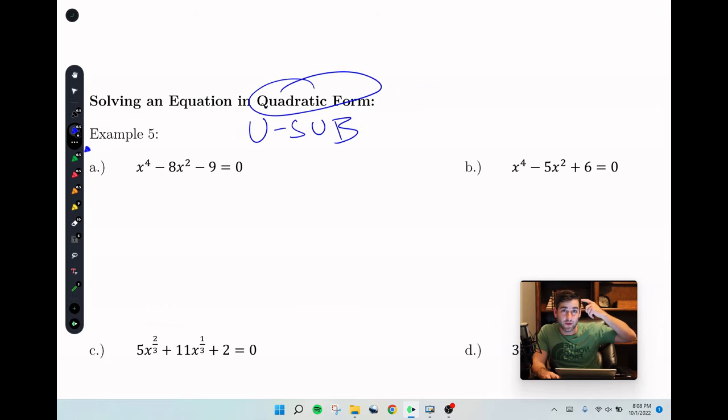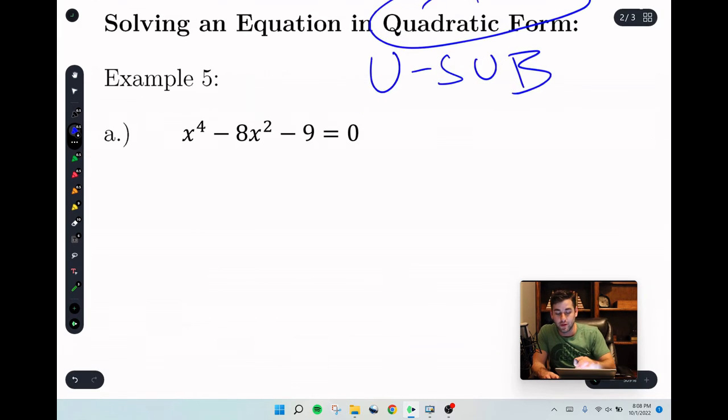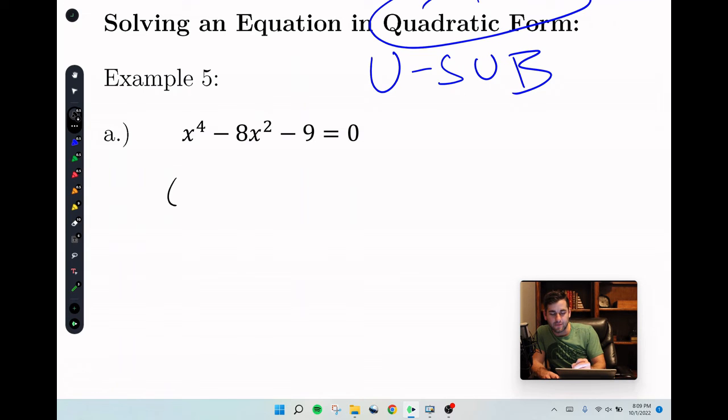But really, at some point, it's real important to recognize what's happening so you can pick the u on your own. So right here, this looks like something we've never seen. But wait, here's the kind of step in your brain to make: can you rewrite x to the 4th as something else?